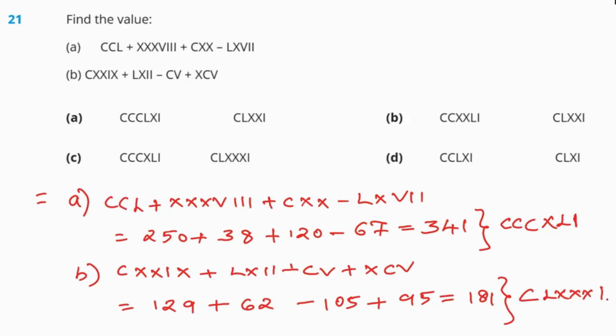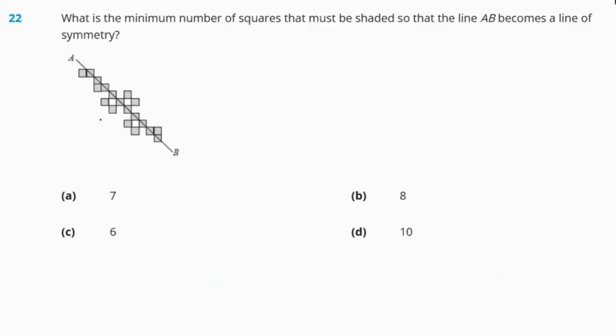That 22nd question: what is the minimum number of squares that must be shaded so that the line AB becomes a line of symmetry? Here we have to check how many squares are to be shaded so that the line AB becomes a line of symmetry. The minimum number of squares to be shaded so that the line AB becomes a line of symmetry.